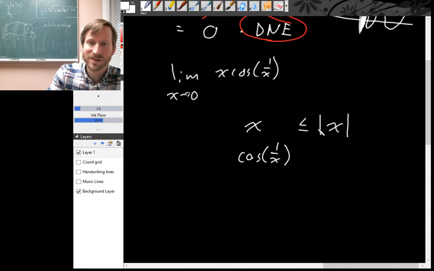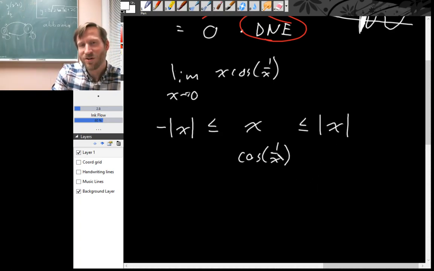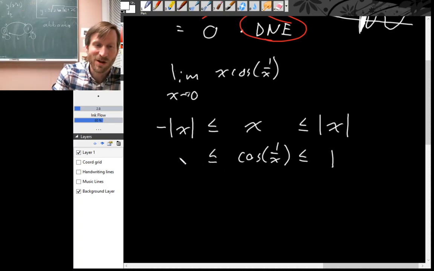Well, x definitely never is bigger than its own absolute value. So x is less than or equal to the absolute value of x. But also, x is greater than or equal to the negative of the absolute value of x. So x is stuck between the negative of the absolute value of x and the absolute value of x. And what about cosine of 1 over x? Well, cosine never gets bigger than 1, and also, cosine never gets smaller than minus 1.